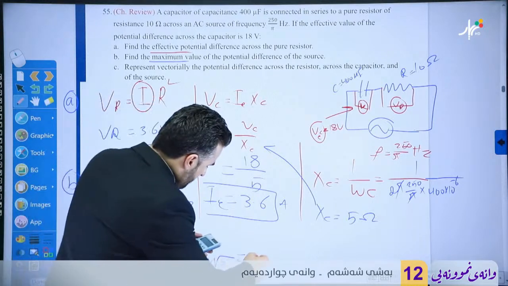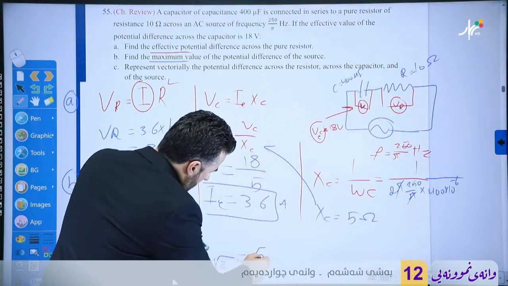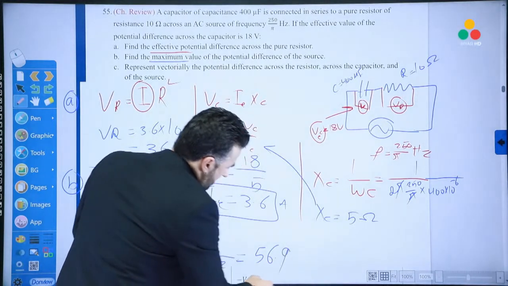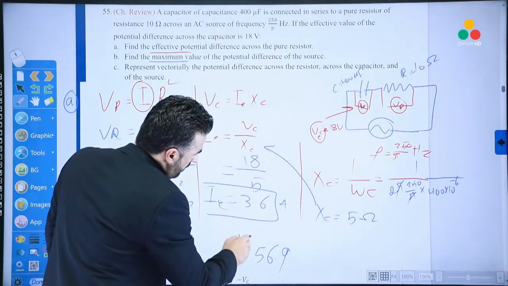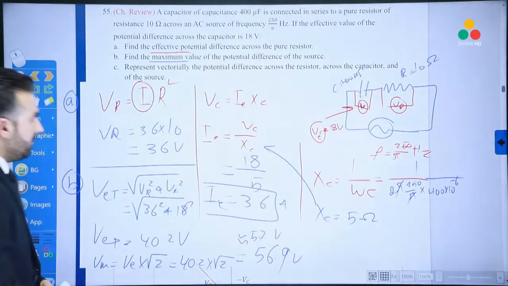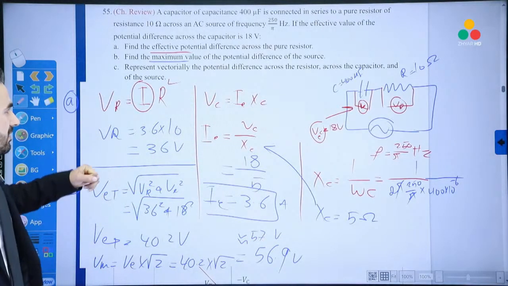If not, you could just keep it this way, 56. As a matter of fact, we can round it to 56.9 instead. You can also sometimes write 57 volt as well. These are in volt. So see what we've done, yeah?